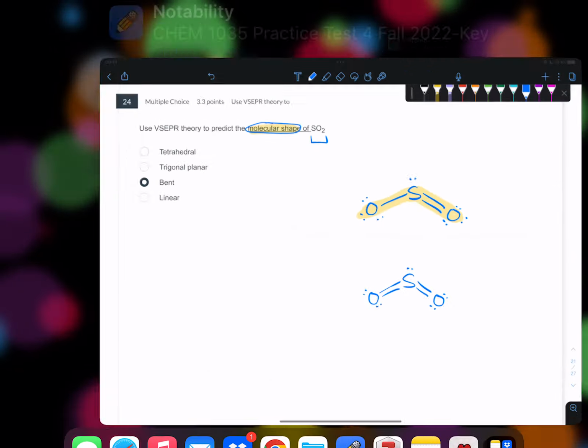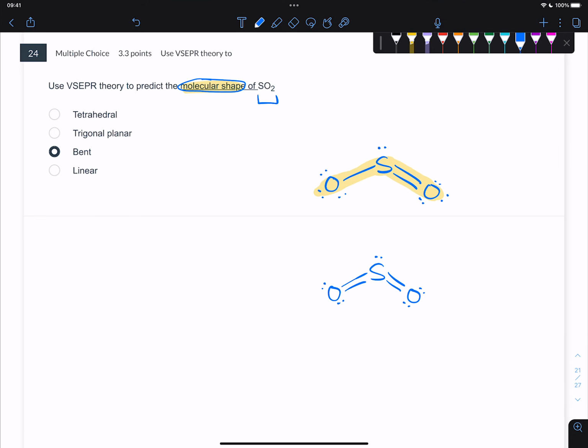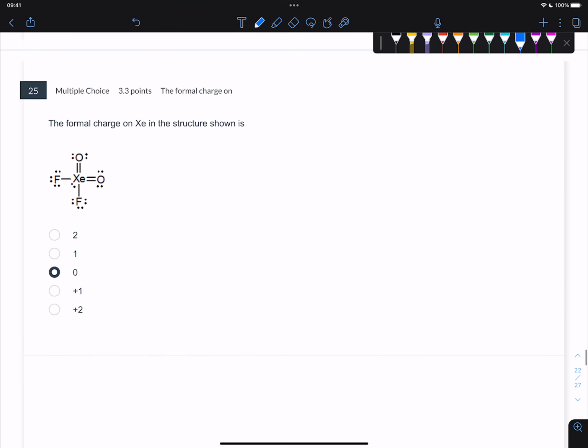All right. So let's end this video on 25, and then we'll finish up with the others. The formal charge on Xe, we've seen formal charge. It's really simple when you look at a diagram. Yes, you may think, I have to memorize the equation. I don't have the equation memorized. I could derive the formal charge equation from the whole valence minus lines minus dots thing, but trust me, this is so much easier. So let's do it.